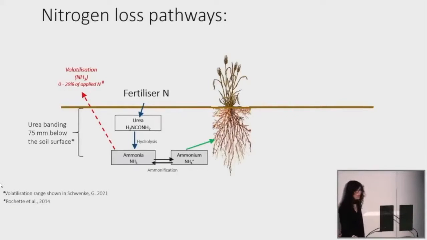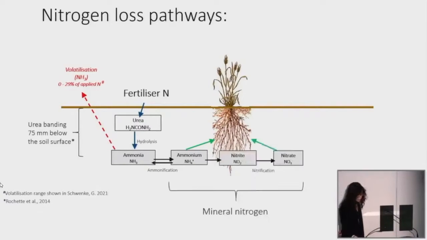In the experimentation that I undertook, urea was banded 75 millimeters below the soil surface, so volatilization could be minimized, based on the research by Rochester and others, 2014. Typically, ammonium is quickly transformed to nitrite and then to nitrate, and what I was interested in achieving was to store a greater proportion of the mineral nitrogen in the ammonium form.